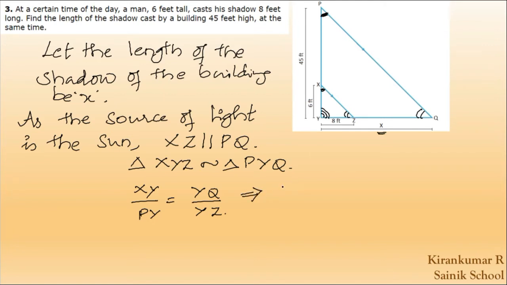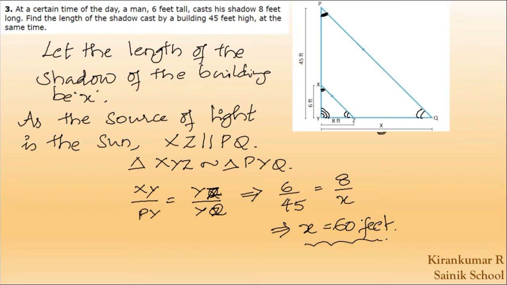This implies this is YZ upon YQ, 6 by 45 equal to 8 by X. So we can find the value of X. X turns out to be 60 feet. So the shadow of the building is 60 feet.